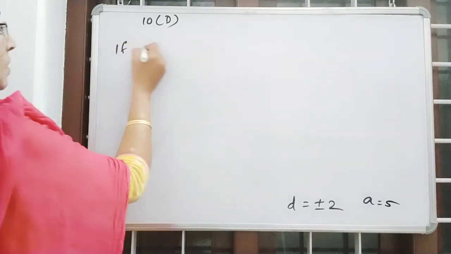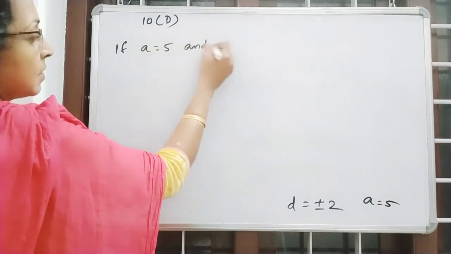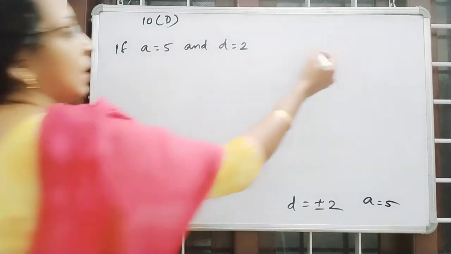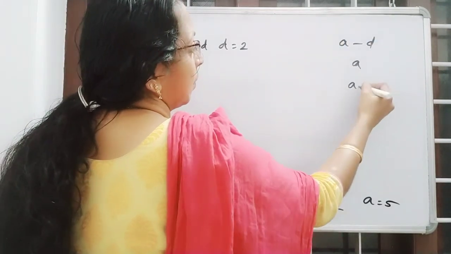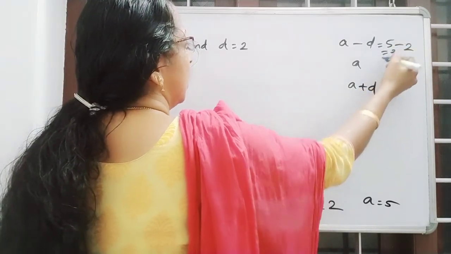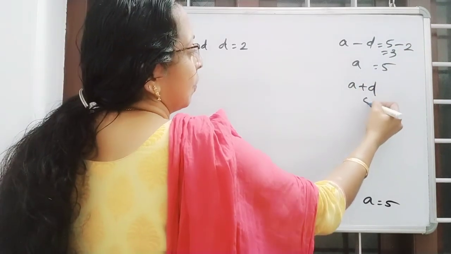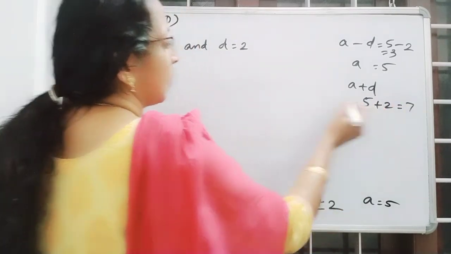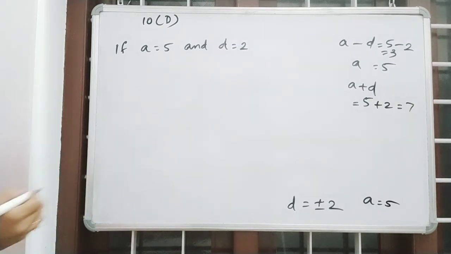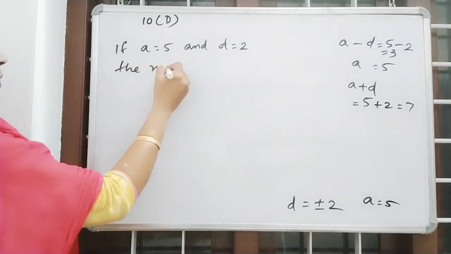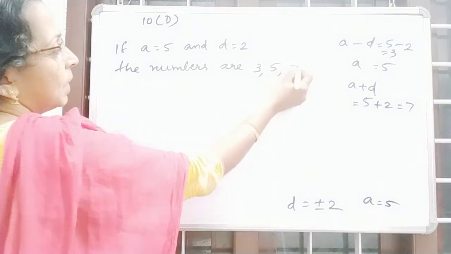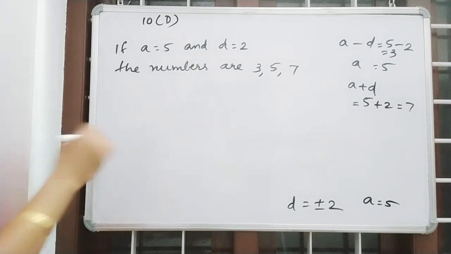So first, if A is equal to 5 and D is equal to 2, the three numbers are A minus D, A and A plus D. So A minus D means 5 minus 2 is equal to 3. Then next is 5. Then 5 plus 2 is equal to 7. If A is equal to 5 and D is equal to 2, the numbers are 3, 5, 7.